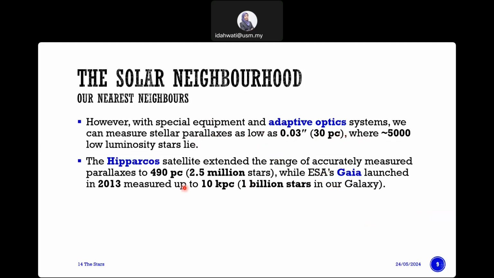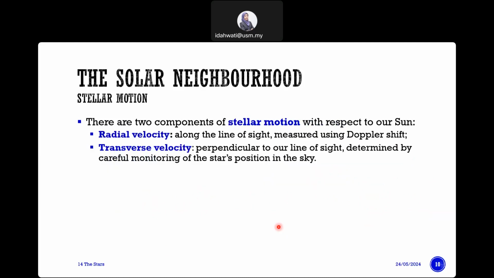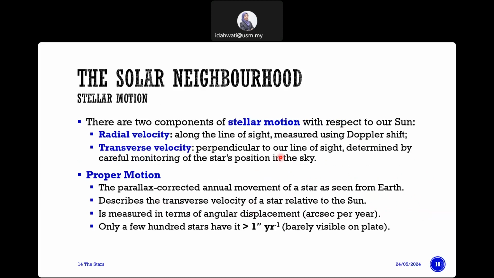The Hipparcos satellite extended the range of accurately measured parallax to 490 pc. ESA's Gaia, launched in 2013, measures up to 10 kpc. There are two components of stellar motion, which are radial velocity and transverse velocity. We can read here the differentiation between these two stellar motions.